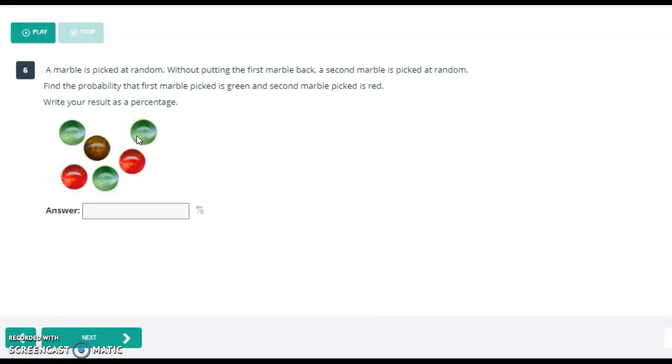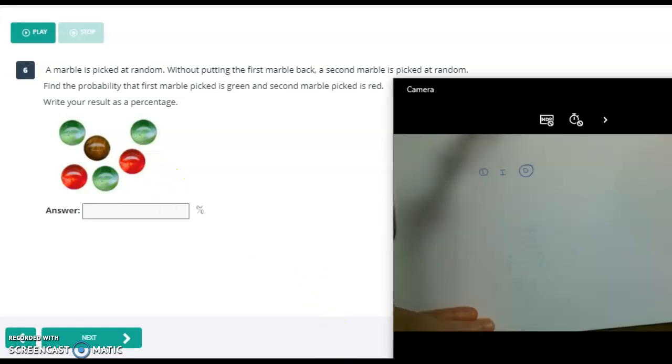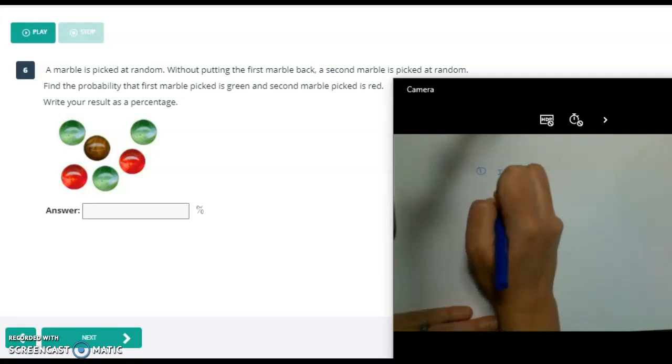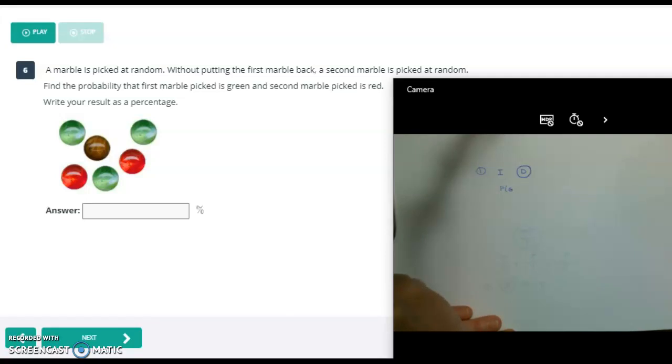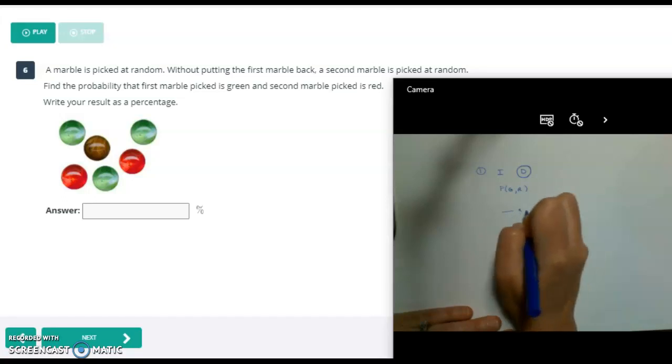Okay, this is number 6 and it says a marble is picked at random without putting the first marble back. That's important because, again, our first decision, is this independent or dependent? If we are not putting the first marble back, we've now created a dependent event. So we've got a dependent event because the marble is not being replaced. Then we pick a second marble. It says find the probability that the first marble picked is green. So the probability of a green and then a red.